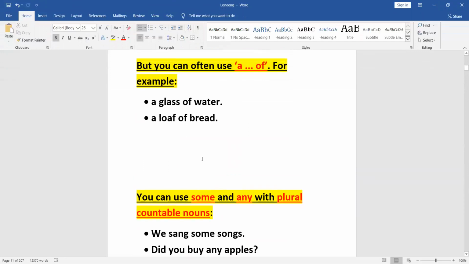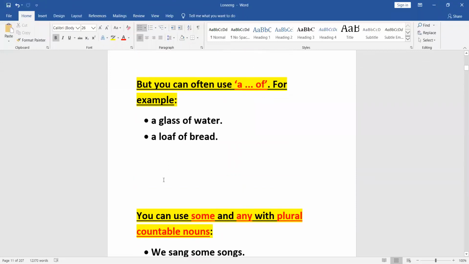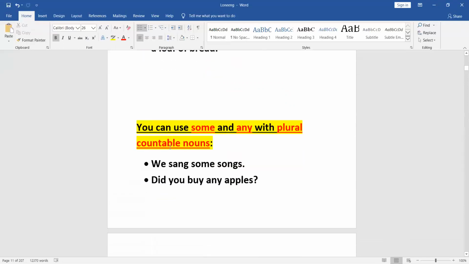Okay, so these are ways of generally saying a glass. I told you again, water cannot be measured individually, but you can measure it in liters or milliliters. So you can say a glass of water. A loaf of bread means the entire pack. Okay, the entire loaf, it's called a loaf of bread. The entire packet of bread, without the cover, is called a loaf. Okay, so you need to learn that.